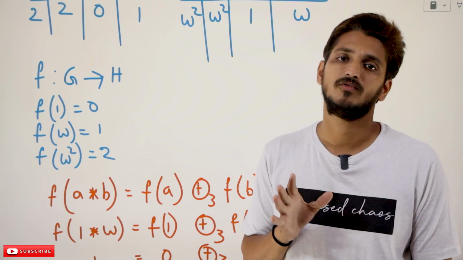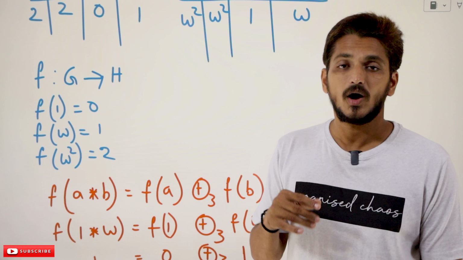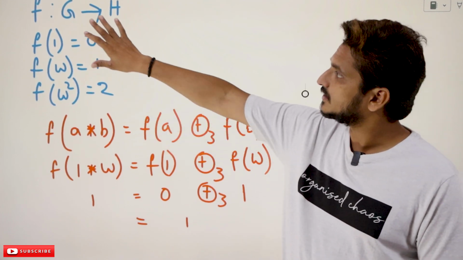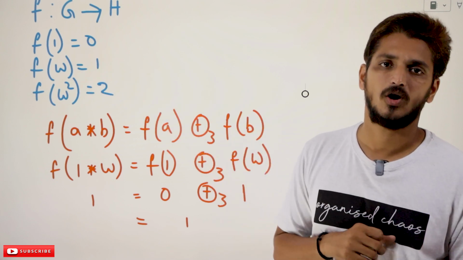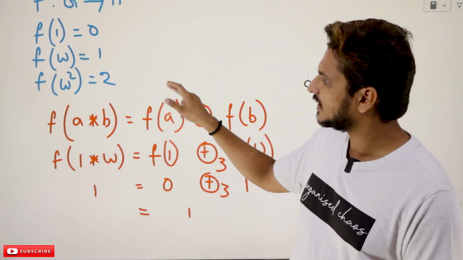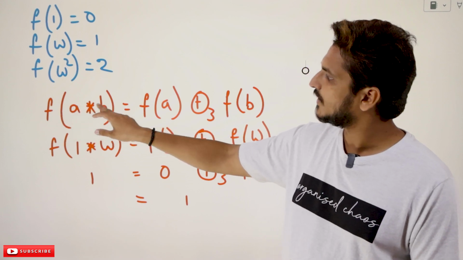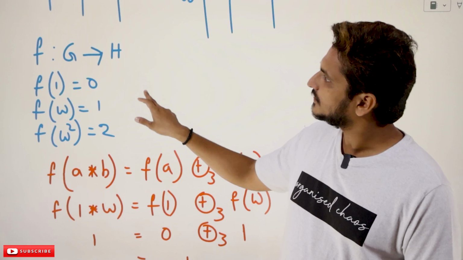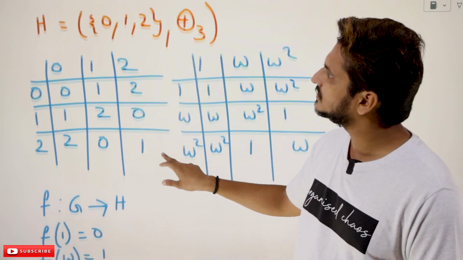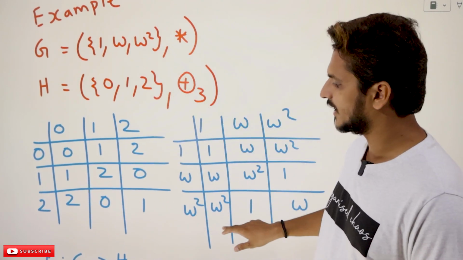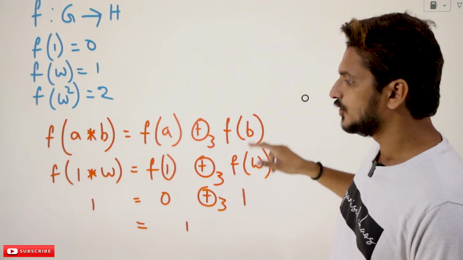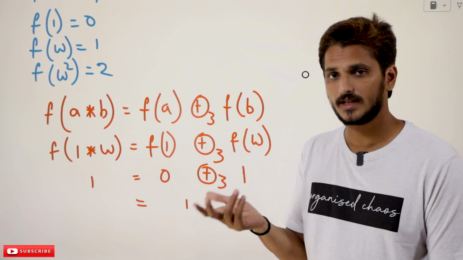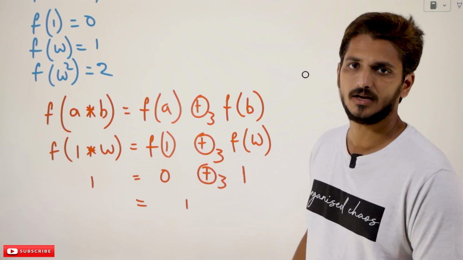Yes, it is an isomorphic function. Why? We have to check three conditions. First, you have to check whether this function is a homomorphism or not. Take any two values A, B from the set G, meaning 1, omega, omega square. Here we are showing only one example. You try to do it for all the examples. It is going to satisfy this condition.